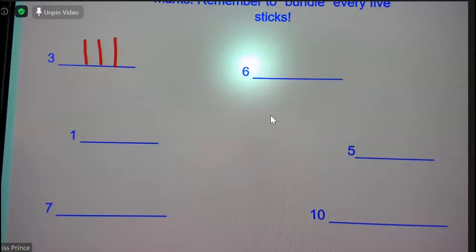Beautiful job. Eli, hold it up. Adrian, hold it up. Paige, hold it up. Alakai, hold it up. I should see 3. Good job.